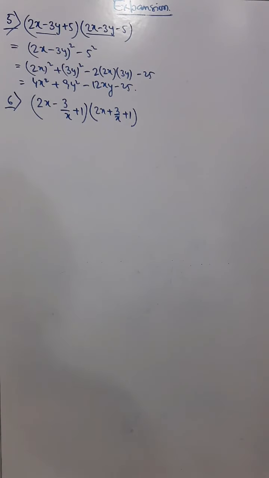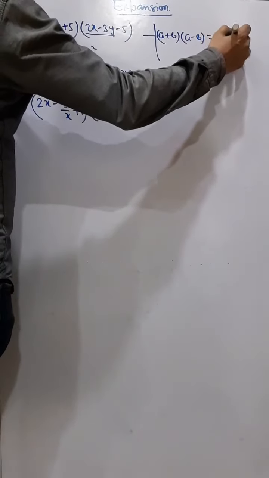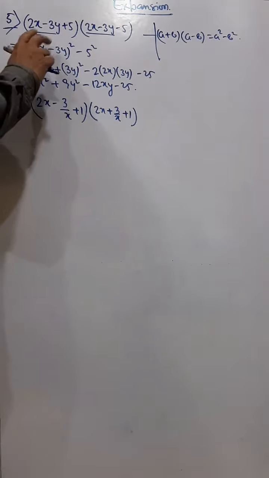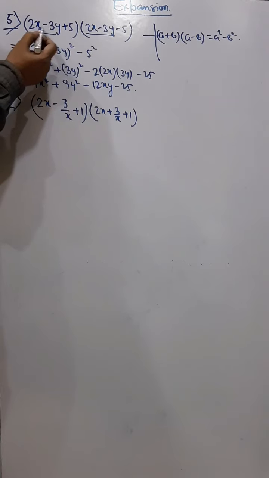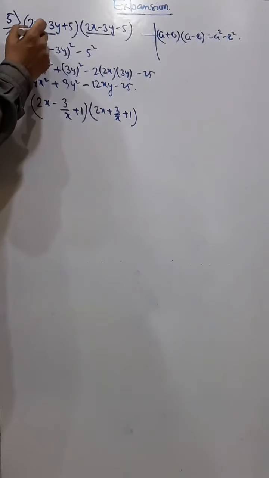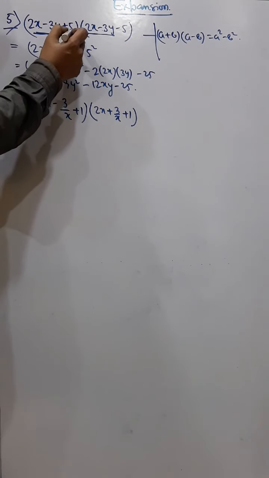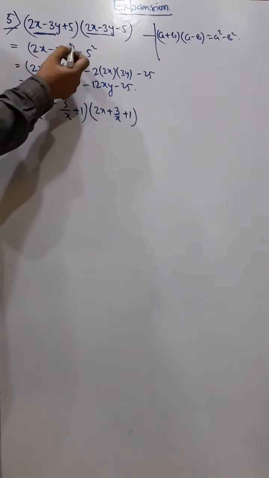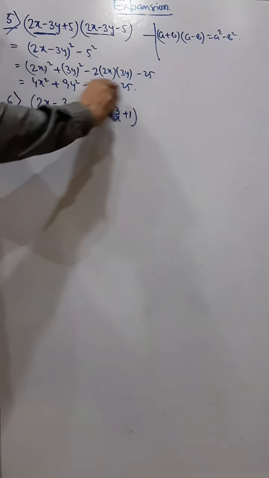Okay, now see in this sum, we'll also use that same formula, a plus b and a minus b becomes a square minus b square, as in the case of 5 we have done. But 5 was already arranged properly. So you can see the first term we have taken as 2x minus 3y, because here also we have 2x minus 3y. So we thought of this one as a and this one as b. So we got a plus b, a minus b, and simply we are writing a square minus b square, and then simplifying it.